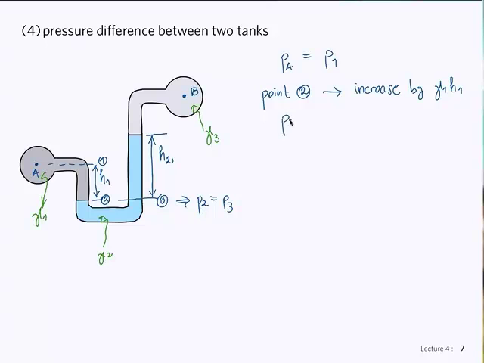P2 equals P3, so I'm just going to rewrite that here to have it all in order. Then point 4, so I'm going from A, 1 to 2 to 3. Now I'm going to point 4 here.